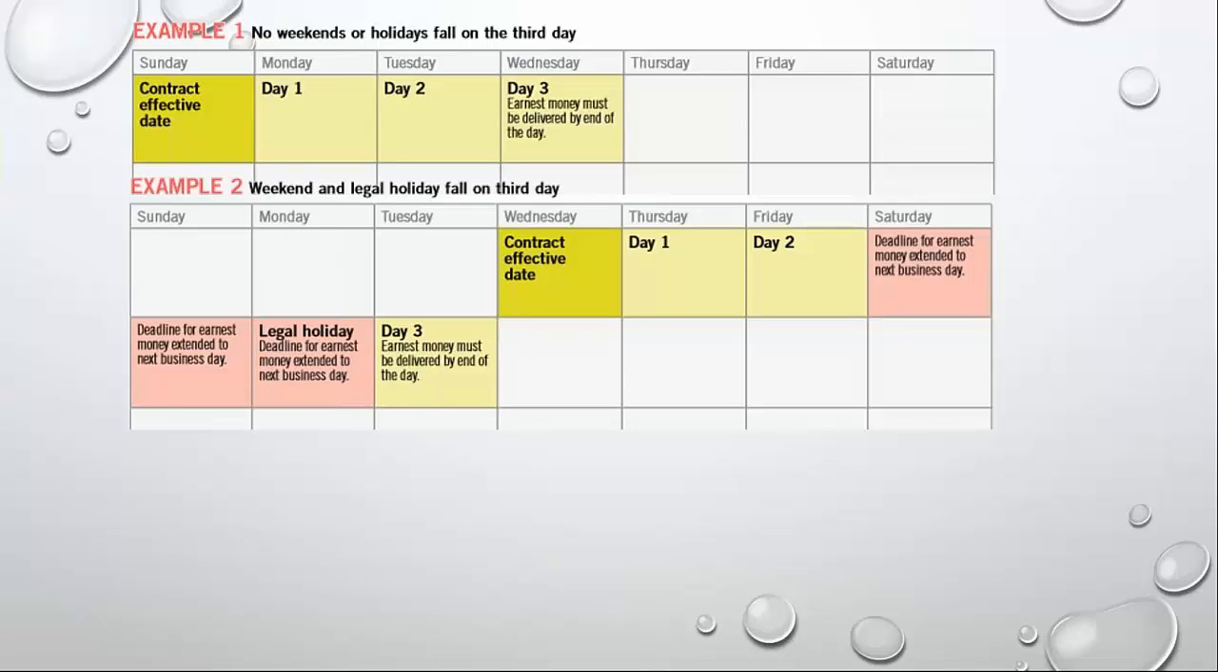So let's take a look at what happens there. You have a contract effective date of Wednesday. Day 1, it's Thursday. Day 2 is Friday. Day 3 would ordinarily be the deadline for earnest money, but it's extended to the next business day that is not a Saturday, Sunday, or legal holiday. So we skip Saturday, we skip Sunday, and what do you know? We have Monday as a legal holiday. So day 3 of the time to deposit earnest money is extended until that Tuesday, and it must be delivered by close of business on that day.